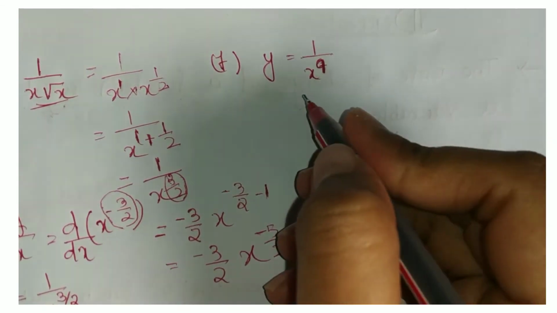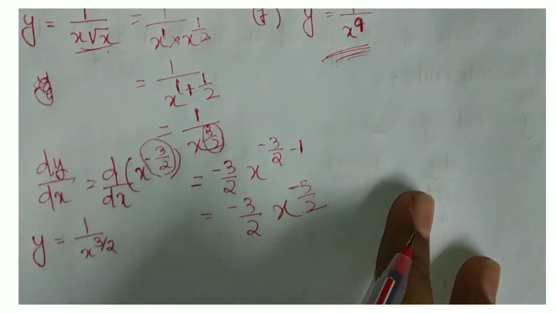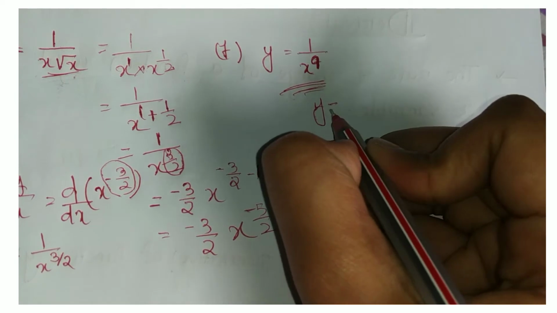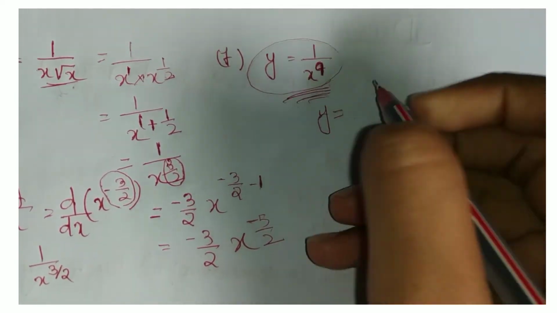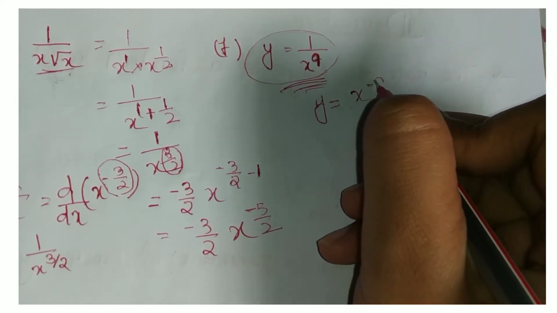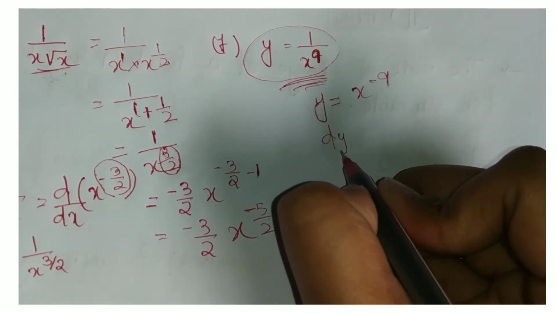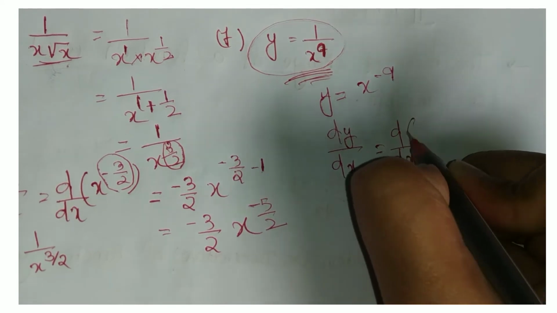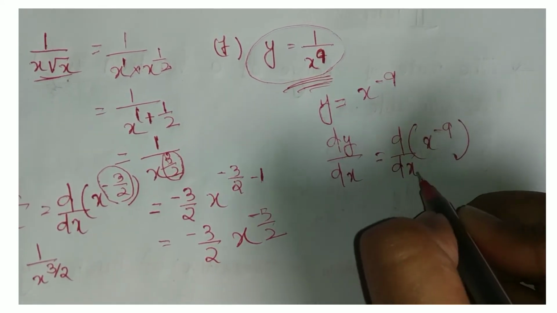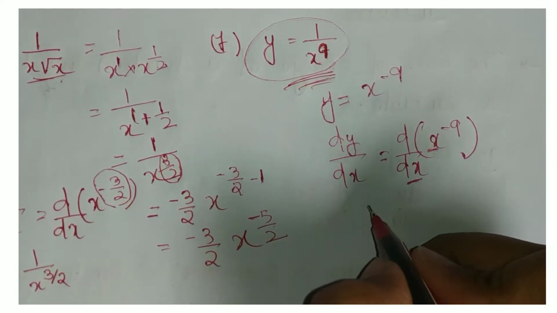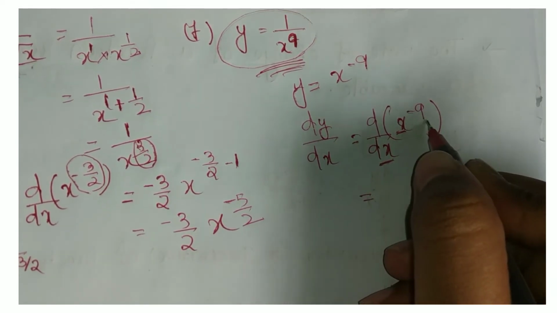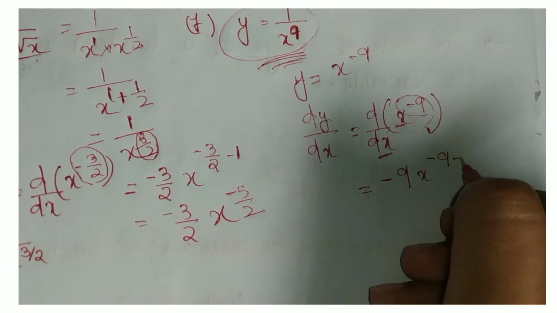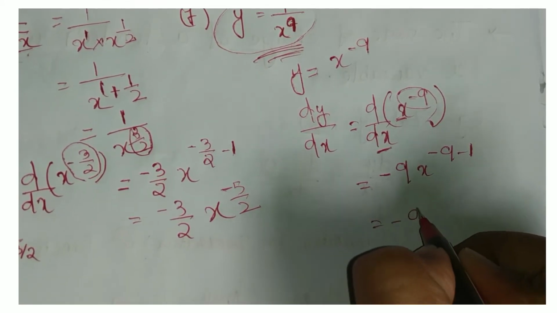Here you can solve this question also. That is y is equal to, we can also write this as x to the power minus 9. So dy by dx is equal to the derivative of x to the power minus 9 with respect to x, is equal to, here n is equal to minus 9, x to the power minus 9 minus 1. So minus 9 x to the power minus 10.